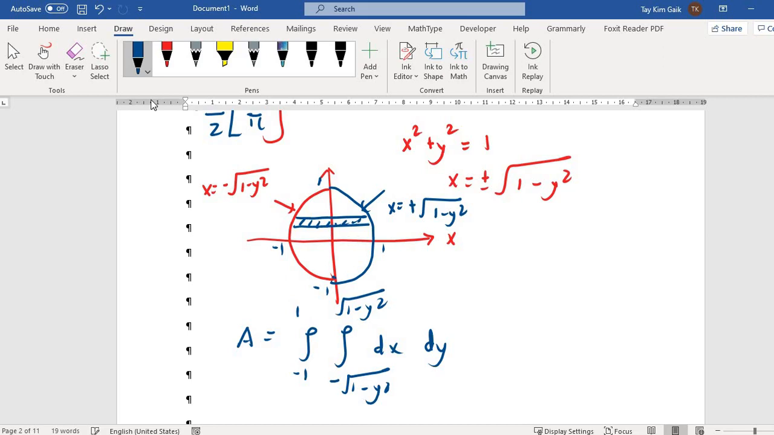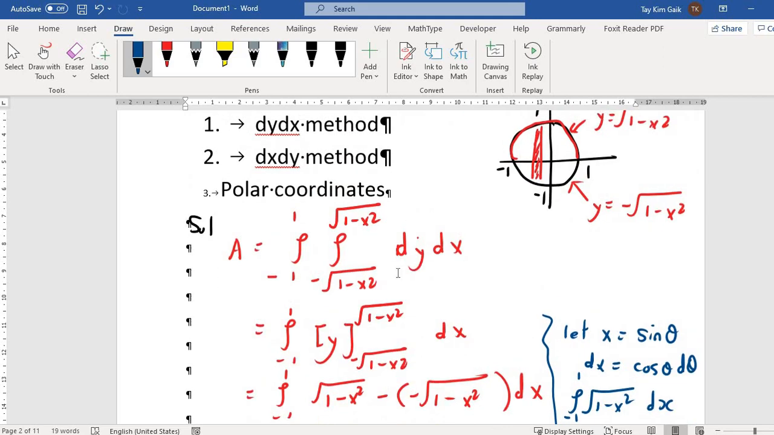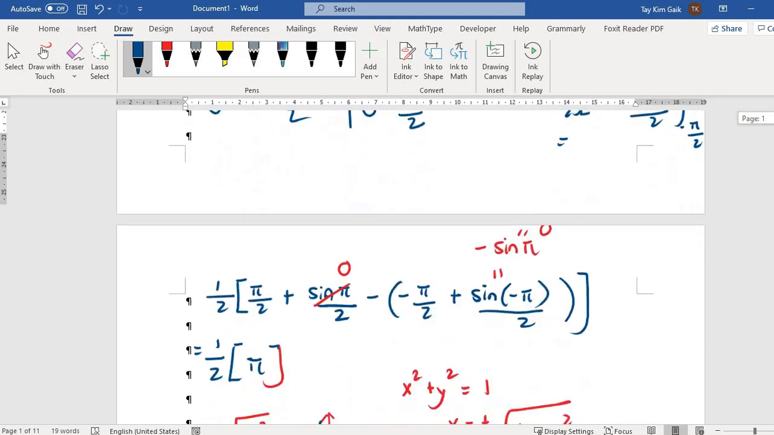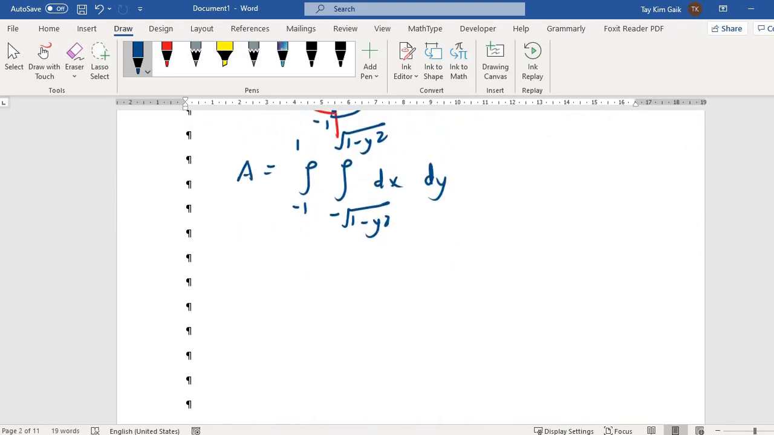If you compare dy dx and dx dy for a circle, it seems like you just change variables. Just now this was dy dx, with x here. Similarly, for dx dy, x becomes y. To solve it, you still get the same answer, which is pi. So for dx dy, you will get the same answer, pi.